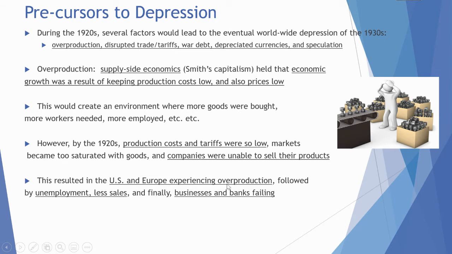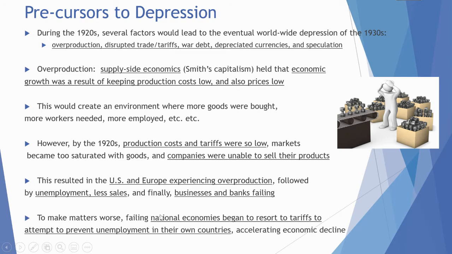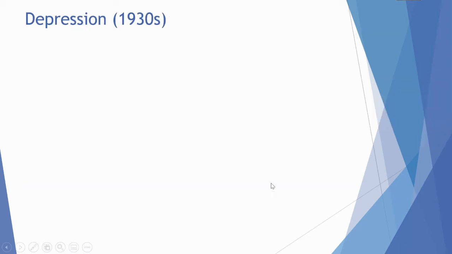So this resulted in, like I said, overproduction. When you have too much stuff and factories don't need to make things anymore, they lay people off, which leads to unemployment. People have less money to buy things, and it's just a big cycle. And eventually it led to businesses and banks failing and running out of money. To make matters worse, failing national economies began to resort to tariffs to attempt to prevent unemployment in their own countries. However, it didn't help because all of these countries are already so connected. And when every country puts up a tariff, you're basically just stopping trade.